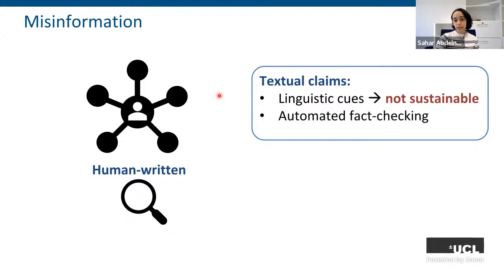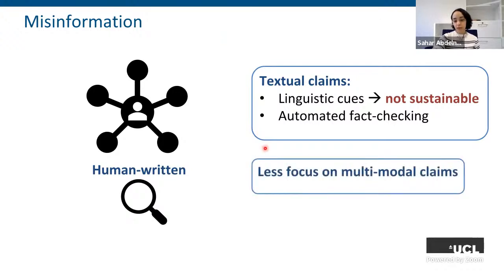Therefore, currently, there is more focus on automating fact-checking as a solution to defend against misinformation. In here, the task is, given a certain claim, to retrieve relevant evidence and then automatically try to detect the stance or the credibility of the claim with respect to the retrieved evidence. However, there is generally less focus on multimodal claims. In multimodal claims, the claim consists of both an image and a caption. And also, there is less focus on automating fact-checking for multimodal claims, which would be the topic of my talk today.